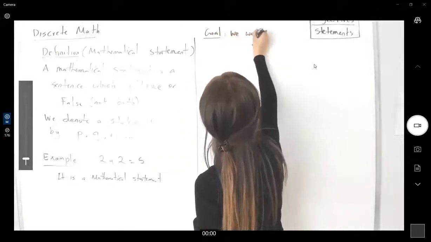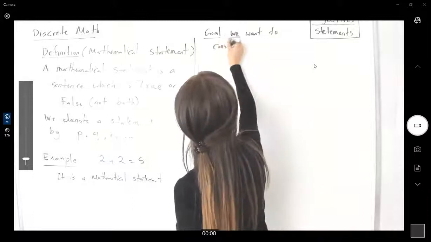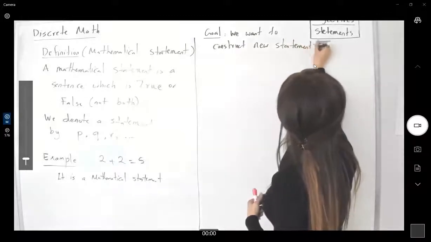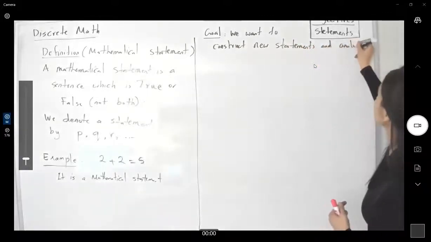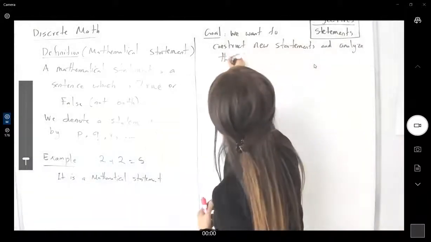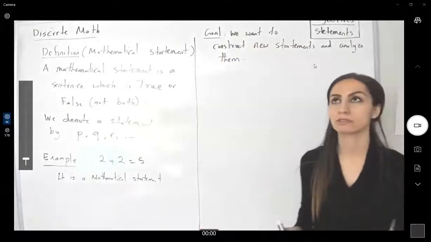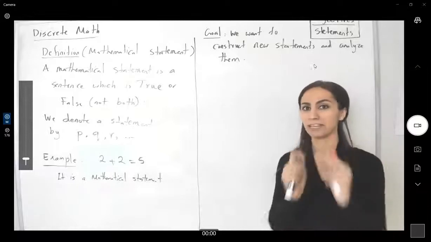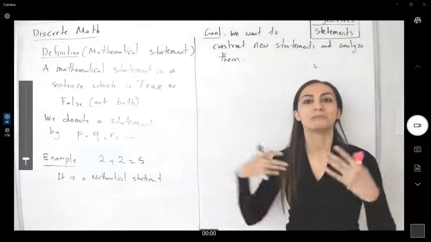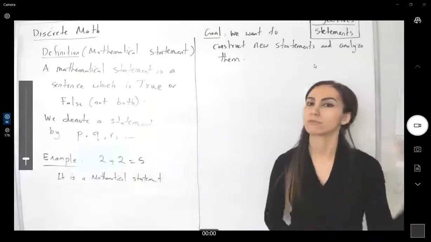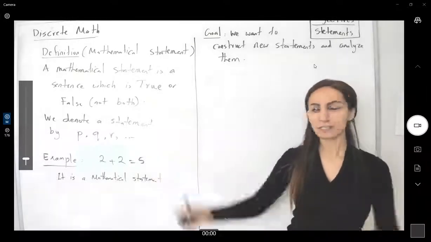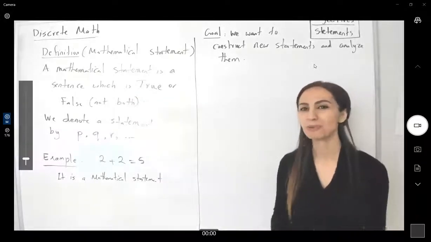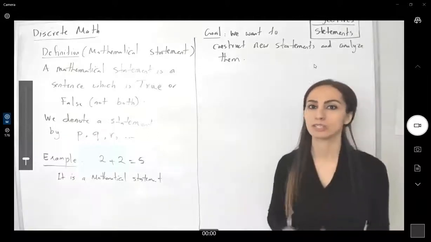We want to construct new statements and analyze them. So remember, when you start talking about numbers in algebra, you define some operations, some connectors to actually build some new numbers. Addition, subtraction, multiplication, division, and so on. Here you have mathematical statements. We need some new operations to actually connect them together.